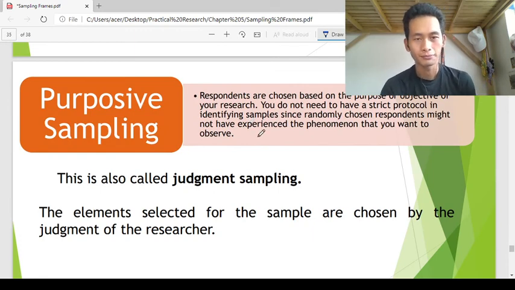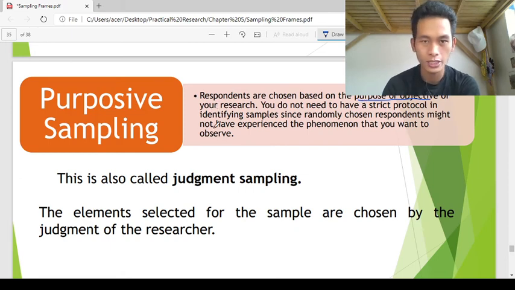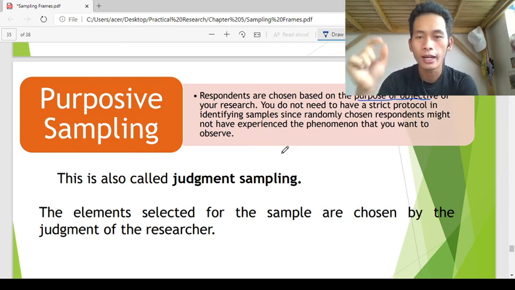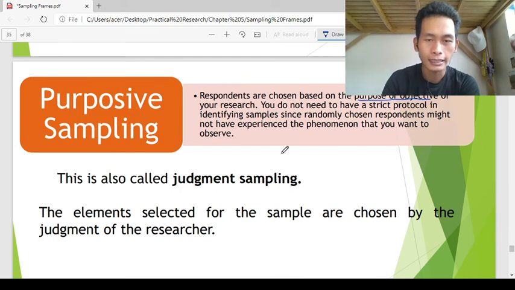Purposive sampling. In purposive sampling, respondents are chosen based on the purpose or objective of your research. So, purposive, nakadepende sa purpose or objective of your research. You do not need to have strict protocol in identifying samples since randomly chosen respondents might not have experienced the phenomenon that you want to observe. So, dili siya strikto as to the randomly selecting the respondents.